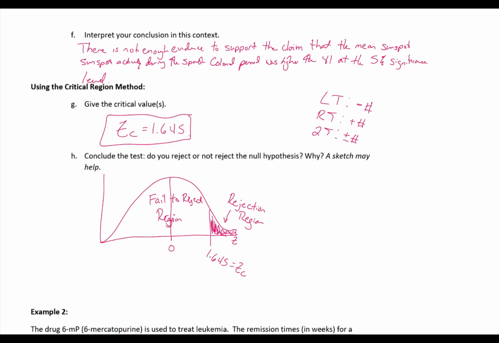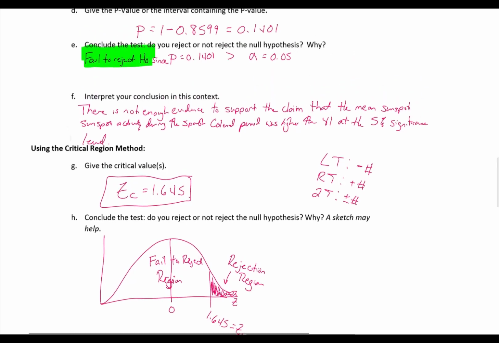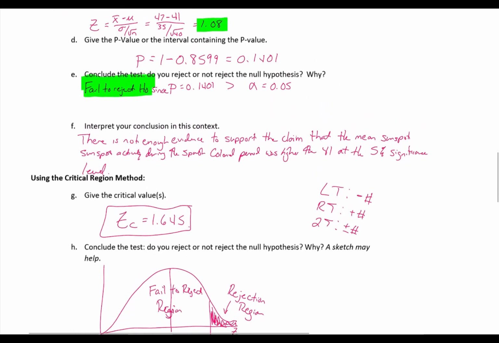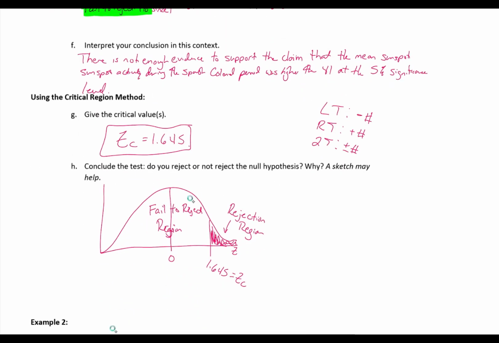So if our test statistic is in that side, then we don't have enough evidence. We fail to reject the null. So if we go back and look, our test statistic is 1.08. So we just put it on the number line where it would be. So 1.08 is going to be somewhere right about here. So because z equaling 1.08 lies in our fail to reject region, we fail to reject the null. That's how we conclude our test.